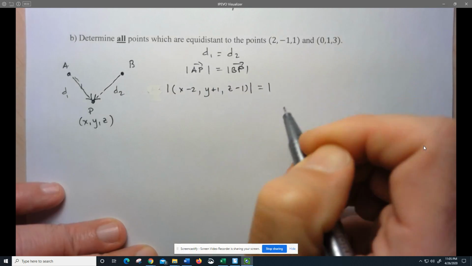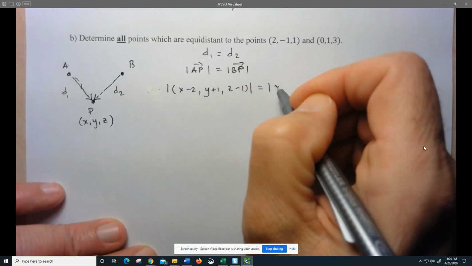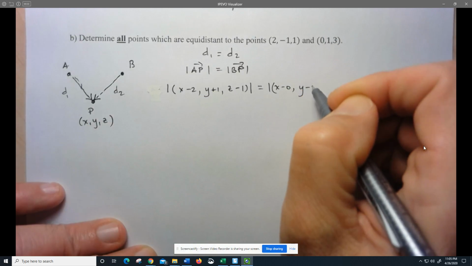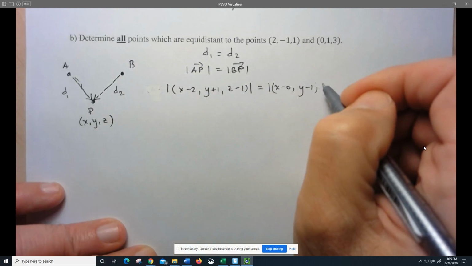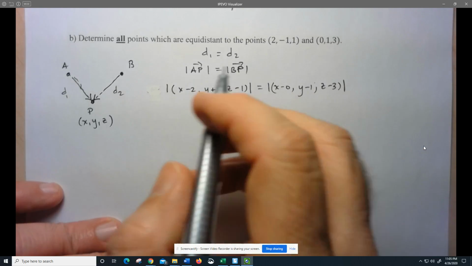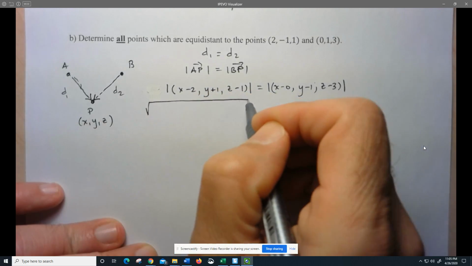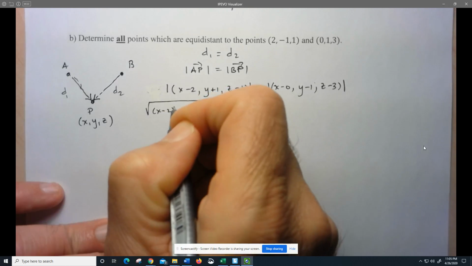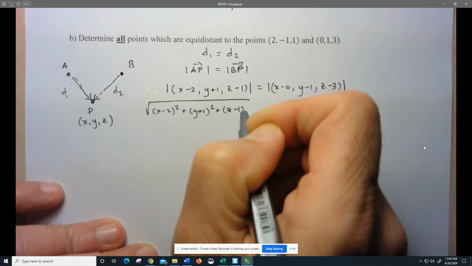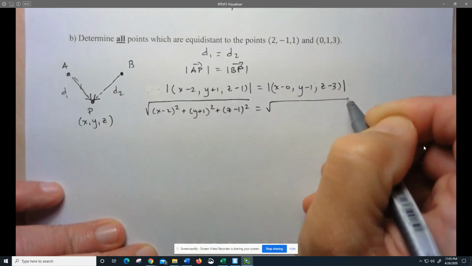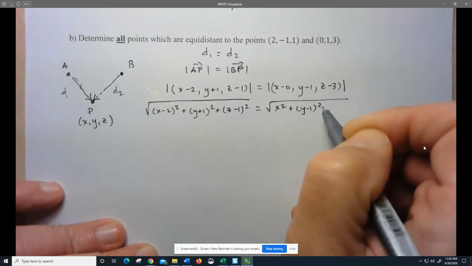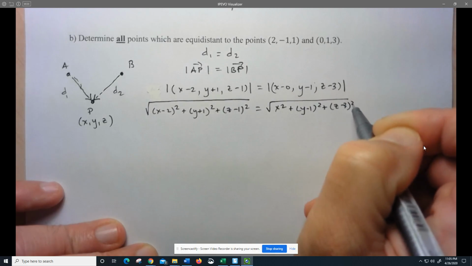Okay, and let's find the vector BP: x minus 0, y minus 1, and then z minus 3. Okay, so now that I have the two vectors, I can take their magnitudes. So this is going to be the square root of (x minus 2) squared plus (y plus 1) squared plus (z minus 1) squared. This is going to be the square root of just x squared plus (y minus 1) squared plus (z minus 3) squared.